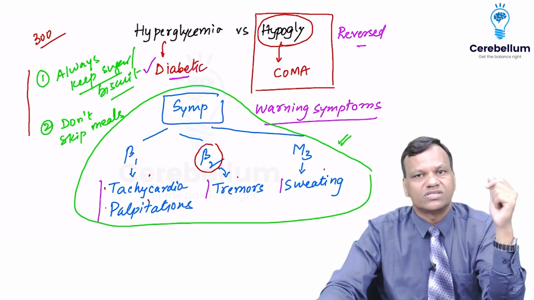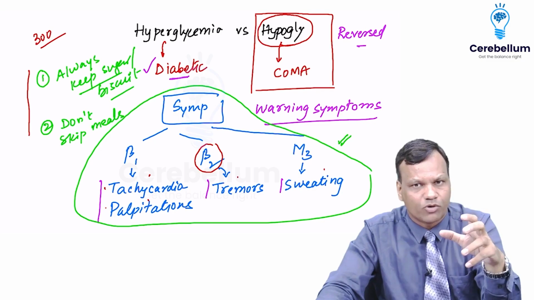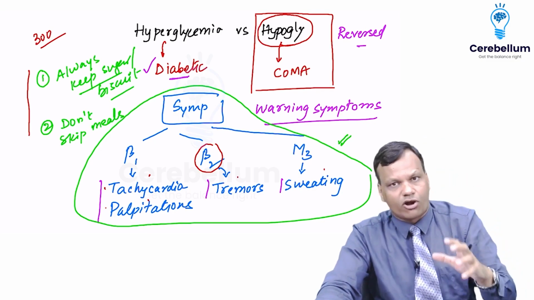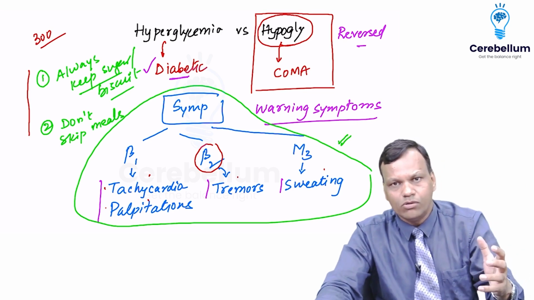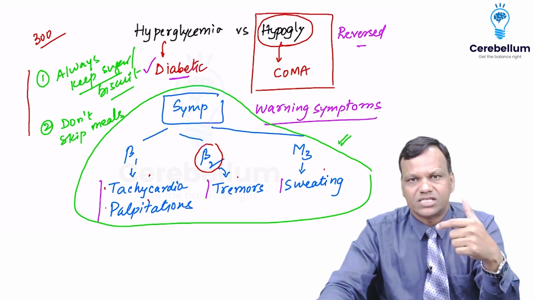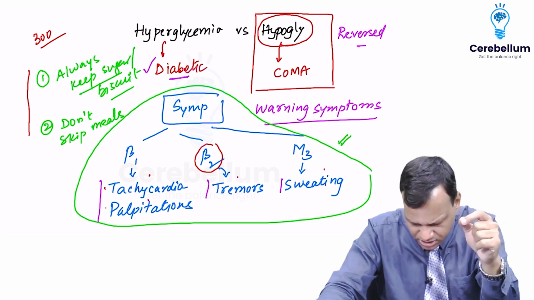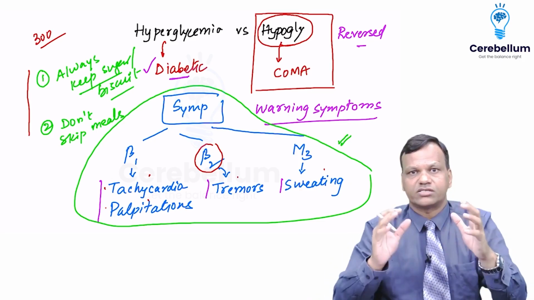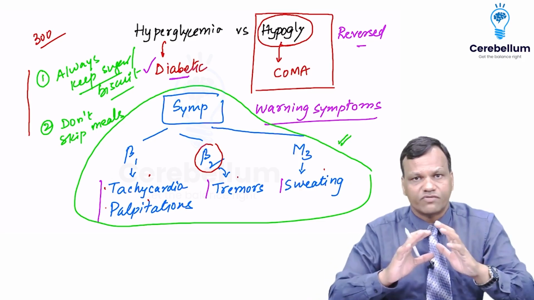So the sympathetic system protects from hypoglycemia by two main mechanisms. Number one, by causing warning symptoms. And number two, by causing reversal, acting through metabolism to increase blood sugar. Now this is the reason that beta blockers are very dangerous in diabetic patients. Beta blockers are very dangerous.